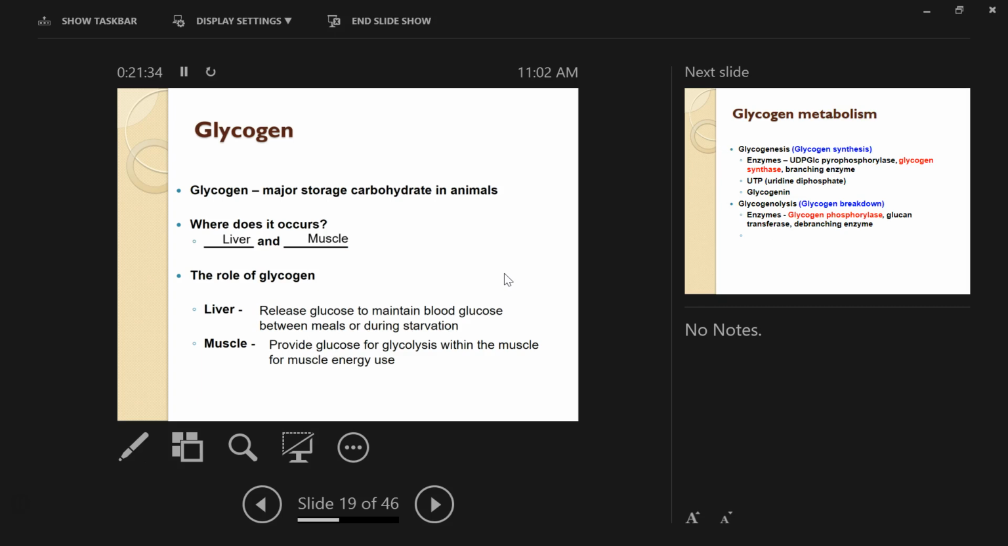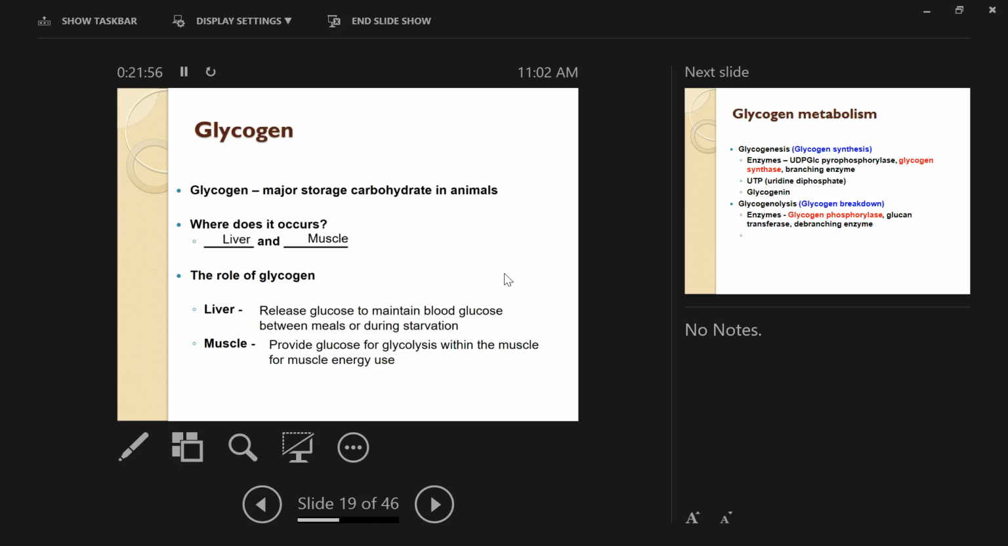And what is the role of glycogen? Do you guys have an idea? What is the role of glycogen? To store the glucose and release glucose, right? For energy use during fasting. And the role of glycogen in liver and muscle is actually a little bit different.